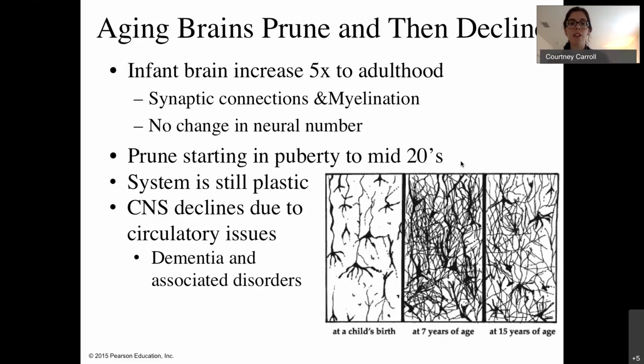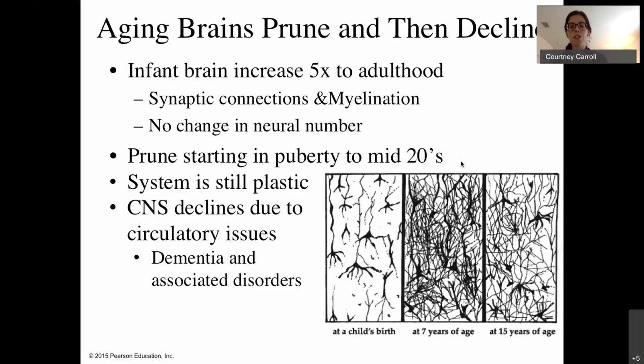And we'll start with infant brains. So infant brains, you're going to increase in size as you move from an infant brain to adulthood. And what is happening is not a change in the number of neurons. Remember, you're born with virtually the number of neurons you're going to have for your life. But what does change is those neurons are going to make connections with other neurons.